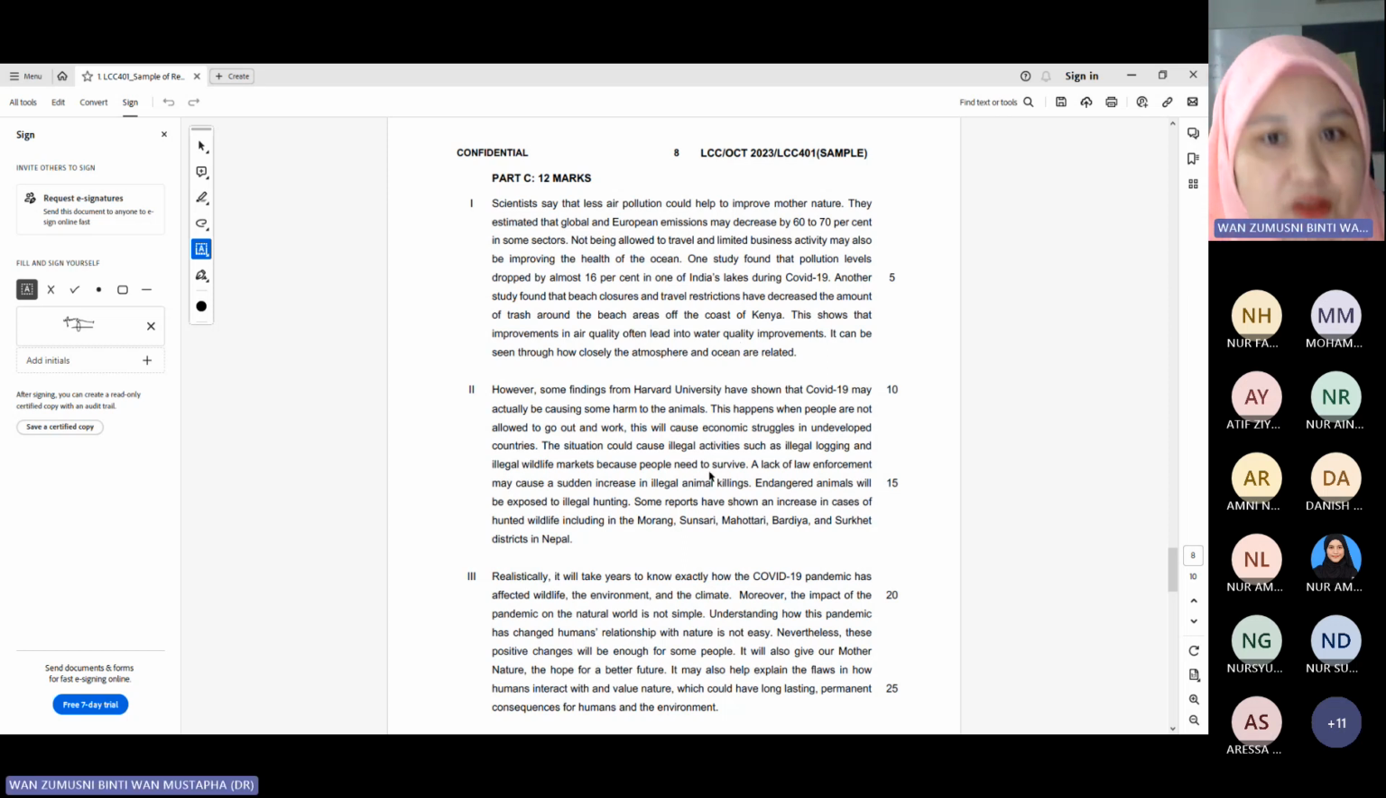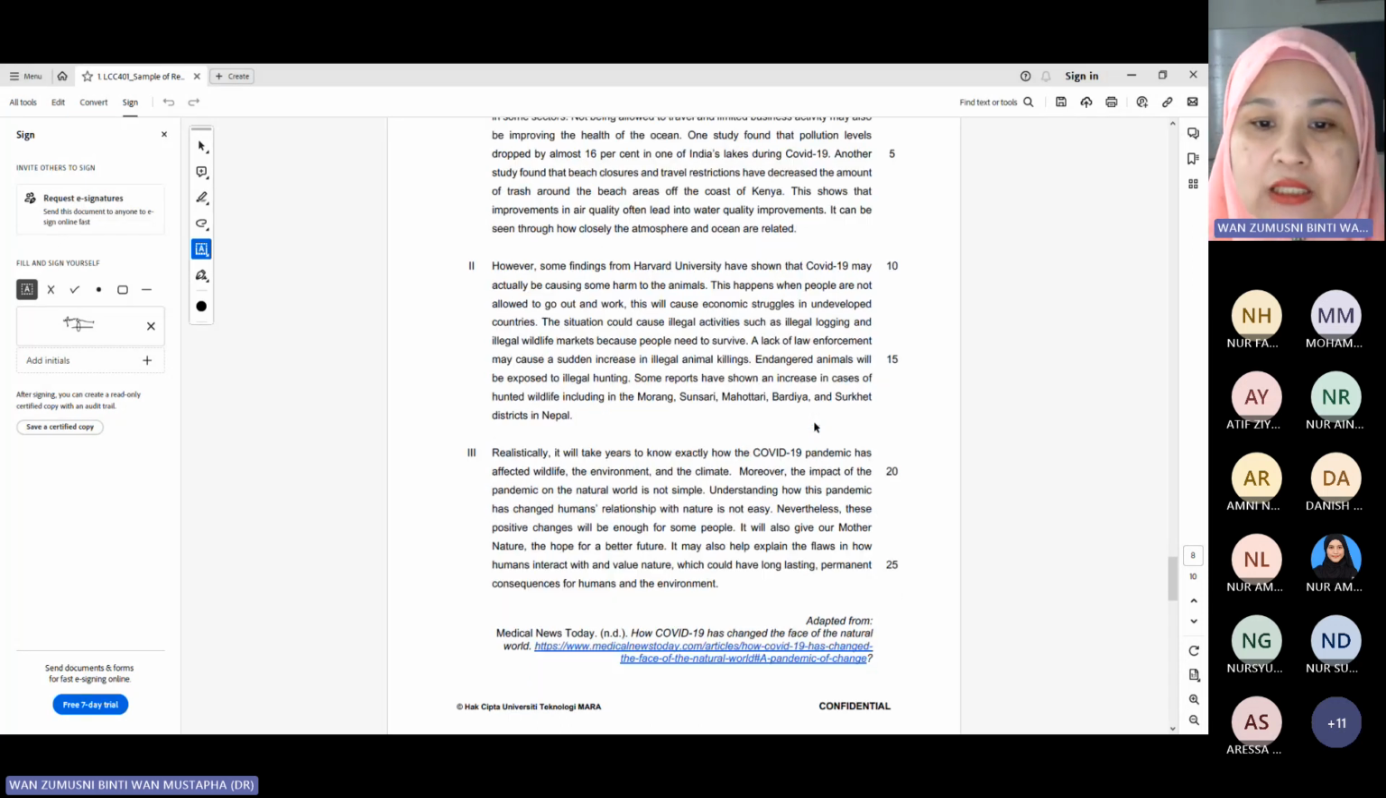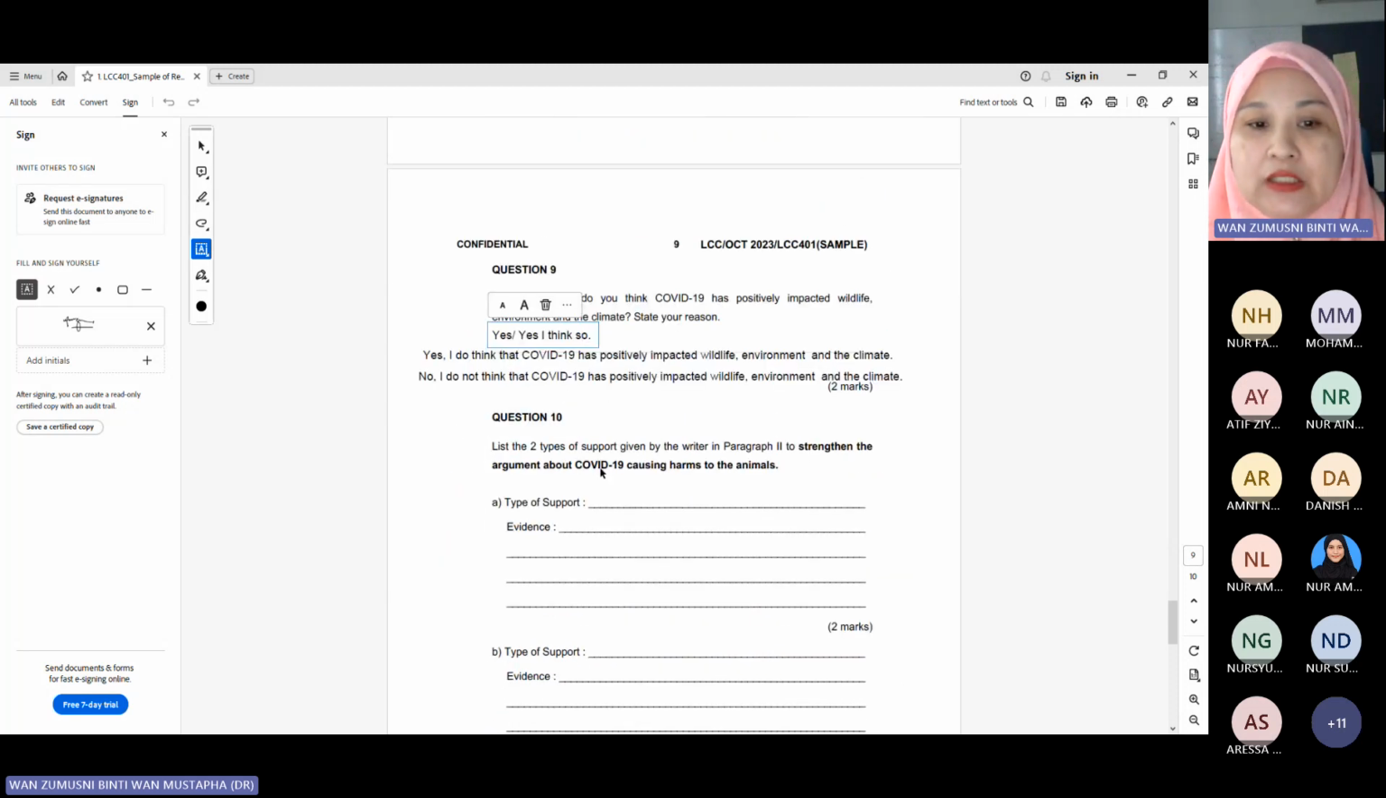Or if your answer is no, the possible reasons could be COVID-19 may actually cause harm to animals, wild animals. And as mentioned in the second paragraph here, this happens when people are not allowed to go to work. It will cause economic struggle in underdeveloped countries. Or you can give another possible reason: COVID-19 causes illegal activities such as illegal logging and illegal wildlife markets because people need to survive. And also, endangered animals will be exposed to illegal hunting. So those are the possible reasons, if you don't think so.